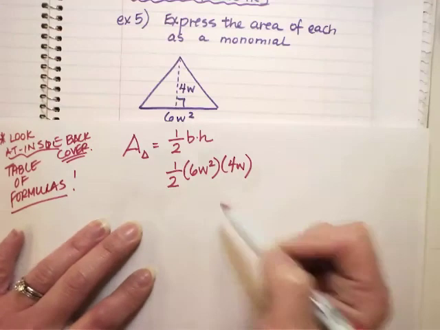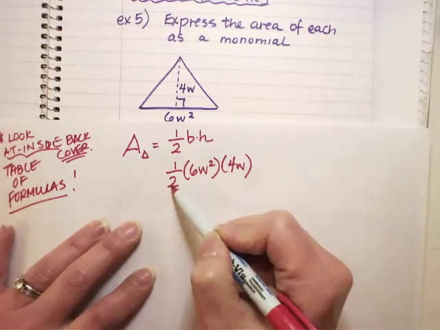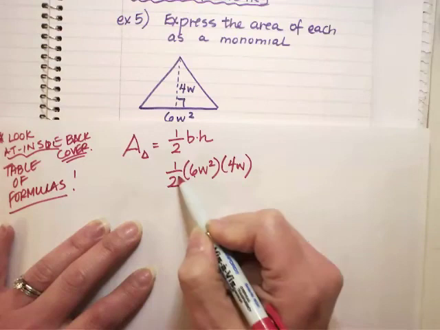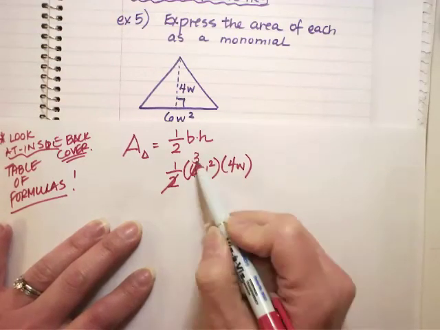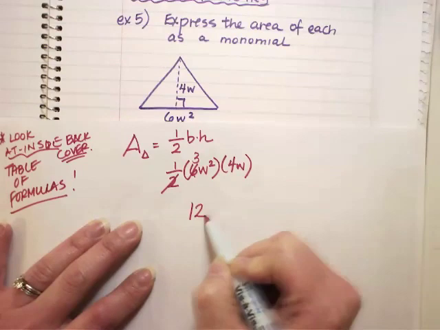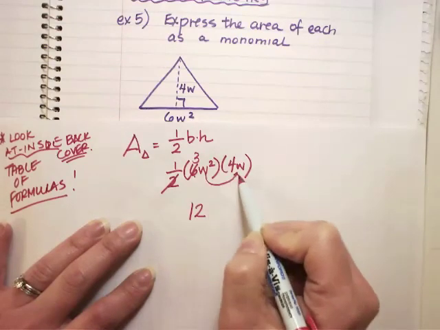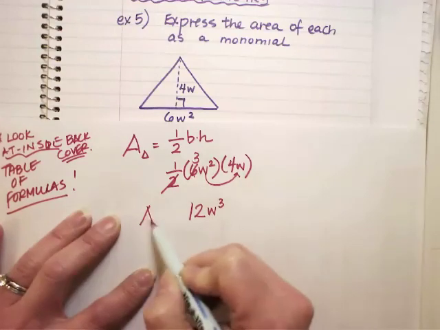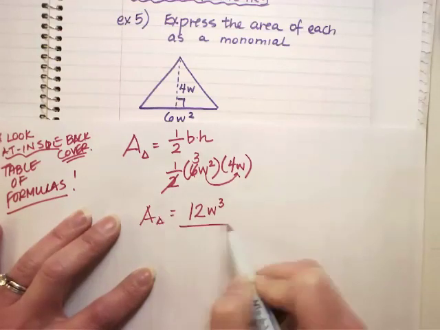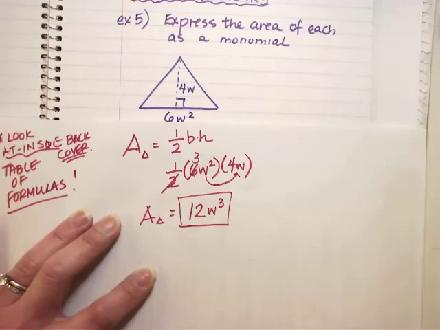Well, you can do some canceling. Like this 2 can cancel out with that 6, absolutely. So I get a 3. And then I end up with 3 times 4 is 12. W squared times a w is w to the 3rd power. So the area of this triangle would equal 12w to the 3rd power, 12w cubed.